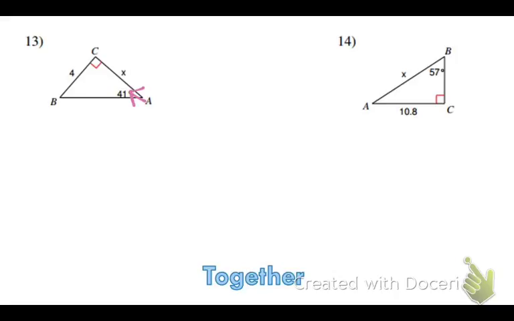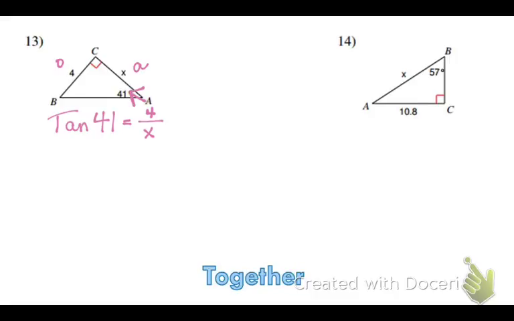What kind of side is 4? Opposite. What kind of side is x? Adjacent. So which trig function are we going to use? Tangent. From what angle? 41. If you know the angle, you need to write it. We only write a letter when we don't know the angle, and here we do. The opposite is 4, and the adjacent is x.